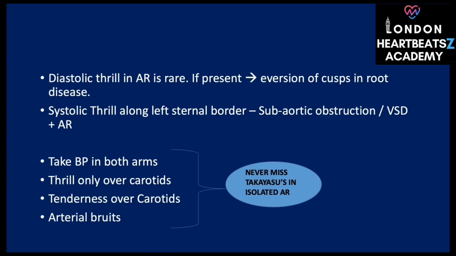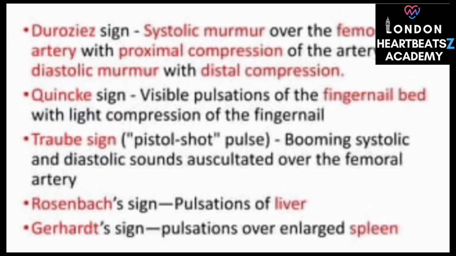We have de Rosiers' sign, which is a murmur heard over the femoral artery in the leg when it's compressed. And Hill's sign, where the systolic blood pressure is higher in the leg than in the arm. So the force is more noticeable in the legs. Right.